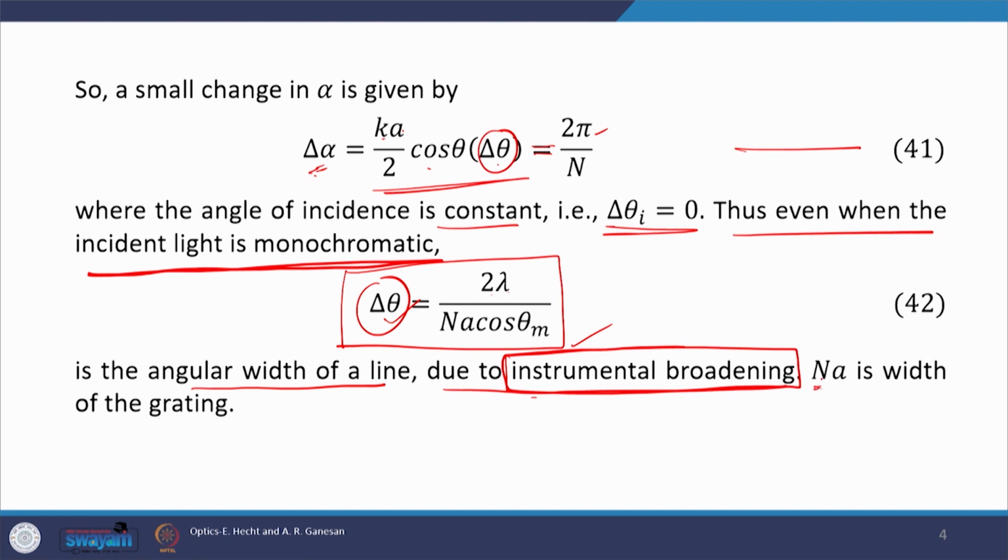N is the number of slits and a is the slit to slit separation. a starts from the center of one slit and goes to the center of the other slit. Therefore, N a would be equal to the length of the grating. N a is the length of the grating L.